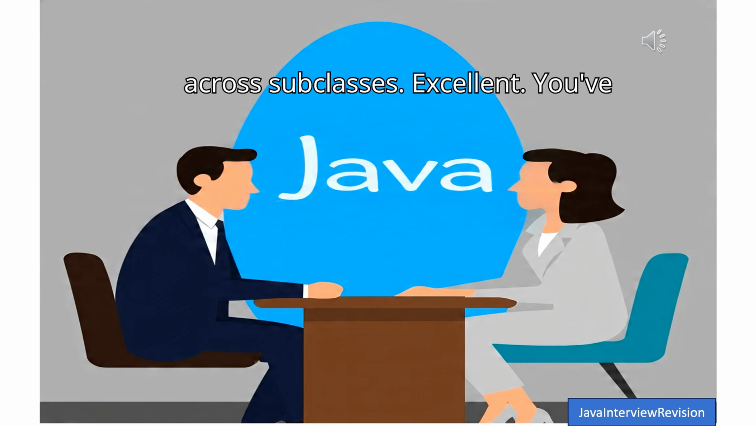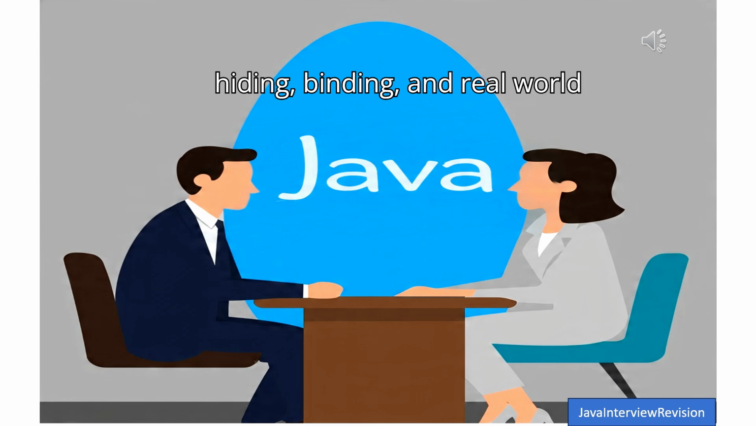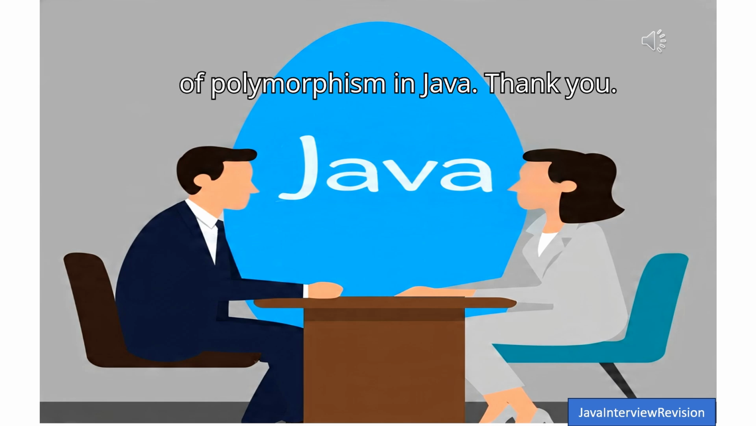Excellent. You've covered overloading, overriding, covariant returns, exception rules, static method hiding, binding, and real-world scenarios. That's a complete walkthrough of polymorphism in Java.